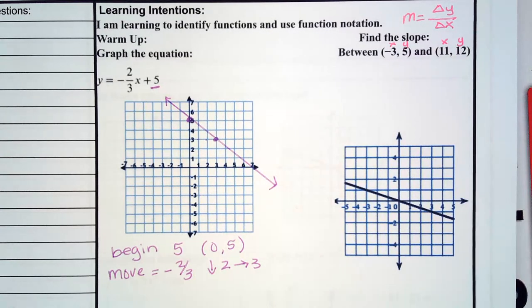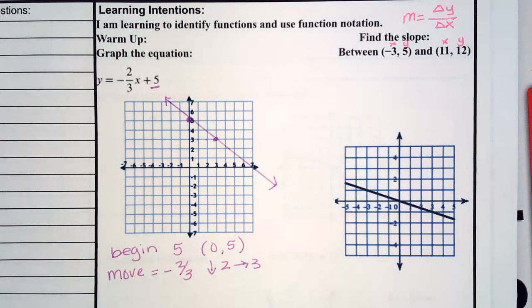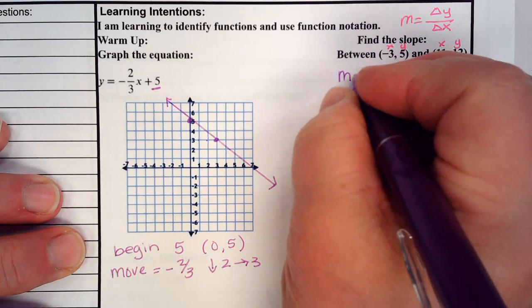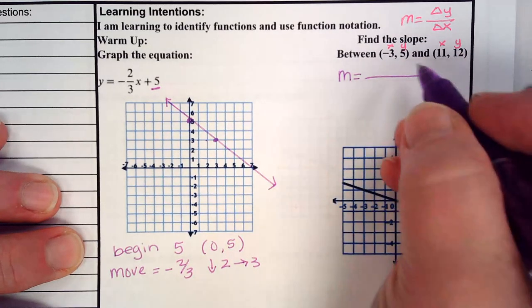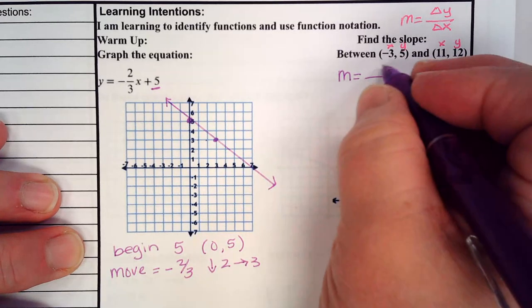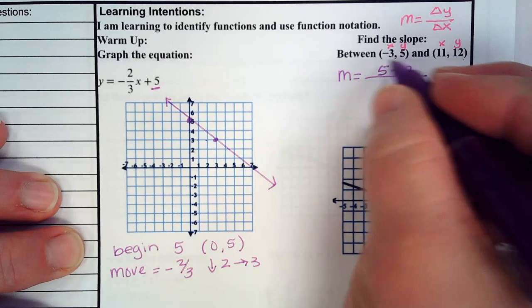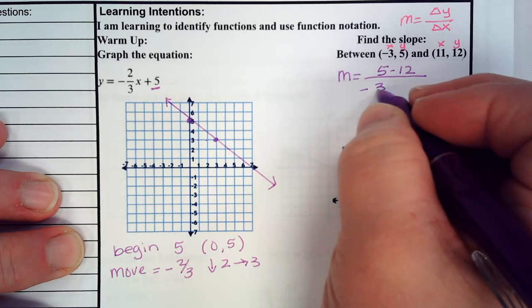It doesn't matter which point I start with. I usually start with the first point and go to the second, but a lot of the students will start with the second and come back to the first. 5 minus 12. Negative 3 minus 11.